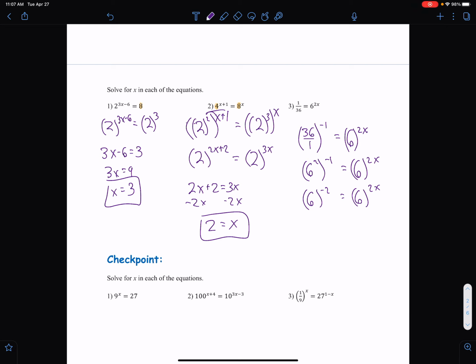And you definitely could have done this with a different logical process, and you could have probably skipped right to 6 to the negative second. That's fine. I like to do it in 2 steps because it's more difficult for me to see that all in 1 step. So I break it down: the flipping first, and then I rewrite 36. So you don't have to do it like that if you don't want to. And now we have the same base, so we set their exponents equal to each other. Solve for x, we get x equal to negative 1. And you can plug that in. 1 over 36 equals 6 to the 2 times negative 1. That'll be 1 over 36 equals 6 to the negative 2. And we know that is the case.